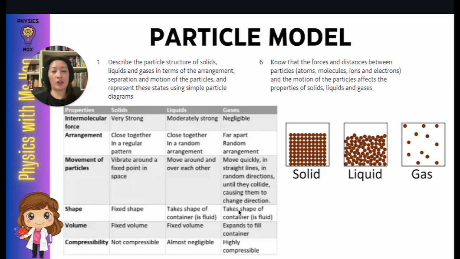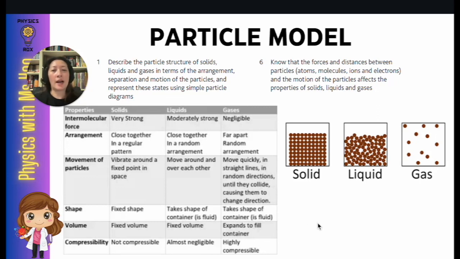Gases don't have a fixed shape or volume. They take the shape of the container and expand to fill the container in terms of the volume. While for compressibility, solids are not compressible, liquids not really compressible. In fact, the compressibility is very small, almost negligible, while gases are highly compressible.